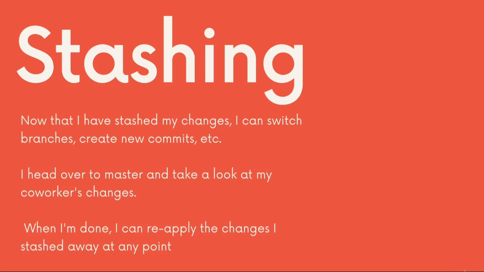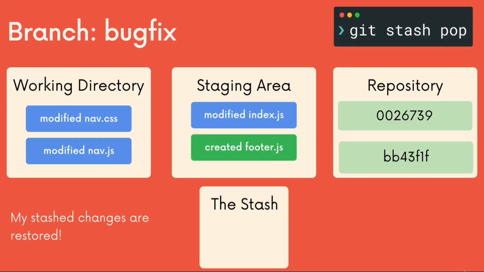And then when I'm done, I can reapply those changes. So I can go back to my bug fix branch where I was, and then call git stash pop, which will take the changes that were in the stash, pop them off, and add them back into my working directory or in the staging area. And I can keep working exactly where I was before all of this happened.